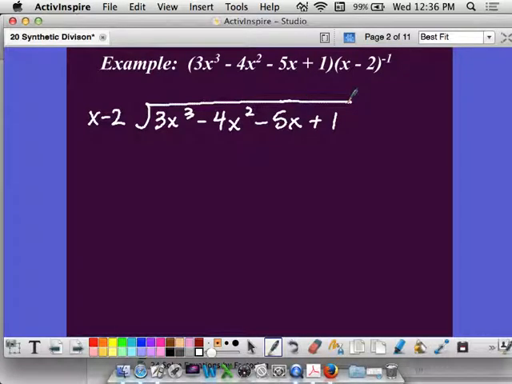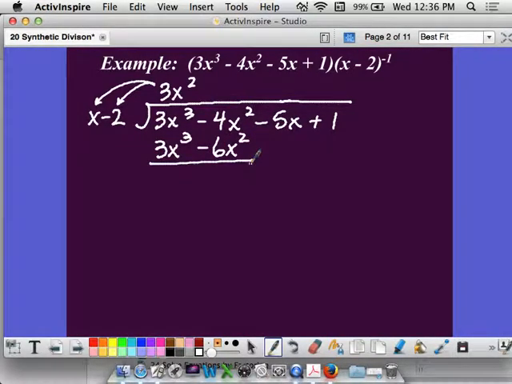And we're going to do that long division process that we did before. X will go into 3x cubed, 3x squared times. Then we multiply back. 3x squared times negative 2 is negative 6x squared. Draw the line, change the signs, and combine. So we have 2x squared. Bring down the minus 5x.